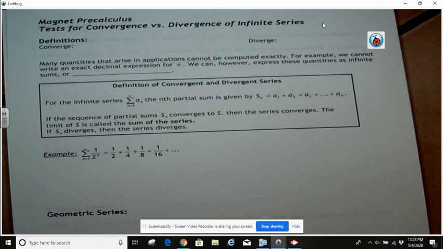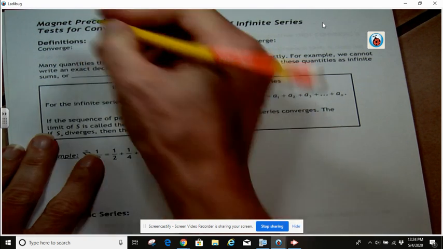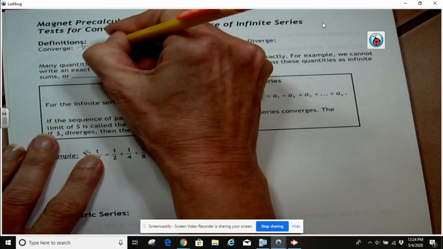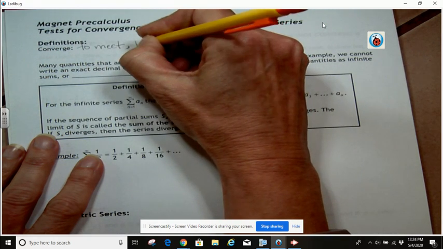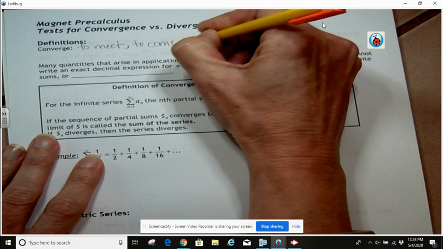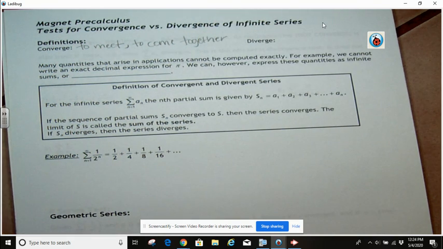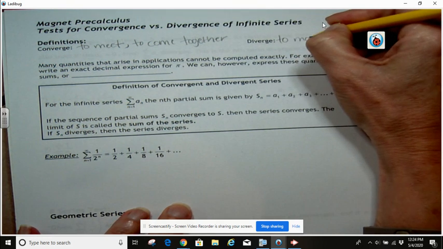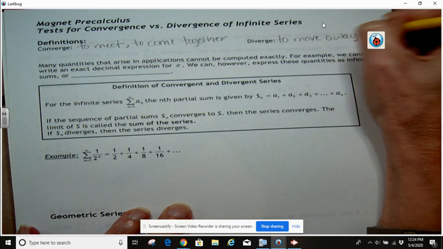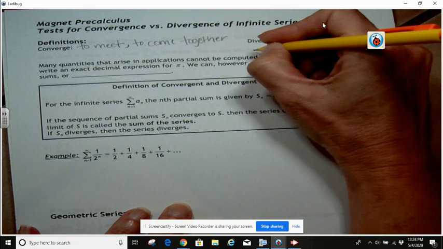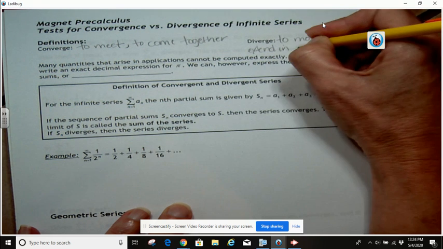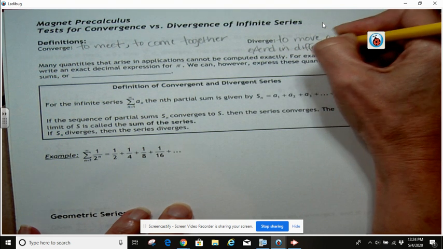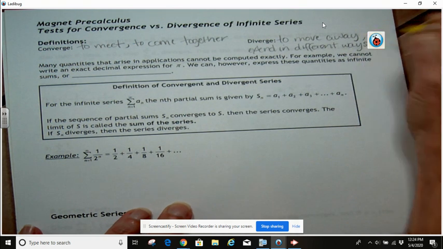Okay, so first of all, to understand what we're even talking about, we need to talk about the definitions for converge and diverge. So converge means to meet or come together. You can determine a conclusion. Diverge, obviously, would be the opposite. We're going to say it means to move away, or to extend in different ways. And in our case, to infinity or negative infinity.